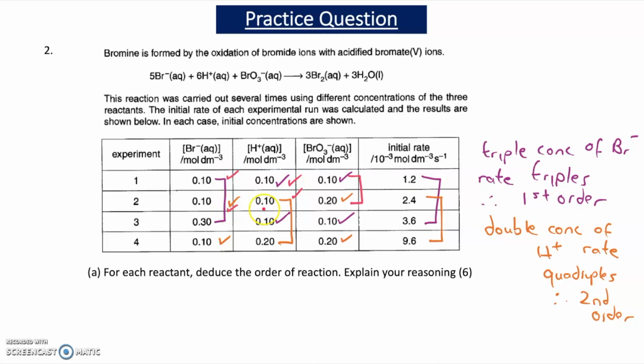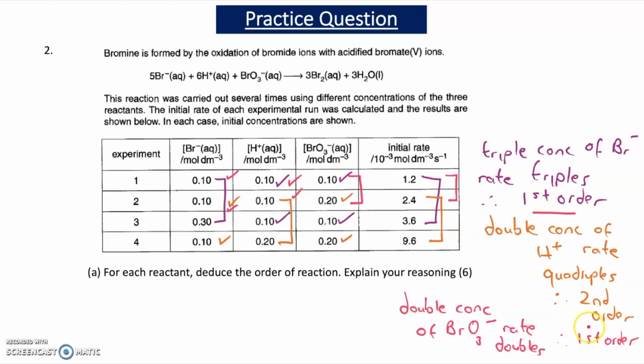Now if we look at the bromate ion, and I look at experiments 1 and 2, I double the concentration of BrO3-, and that results in the rate doubling. So therefore, if I double the concentration of bromate ions and the rate doubles, this is a first order relationship, and the reaction is first order with respect to the bromate ions. So there's 1 mark here for each correct order and 1 mark for the reasoning. So there's a total of 6 marks for this question.